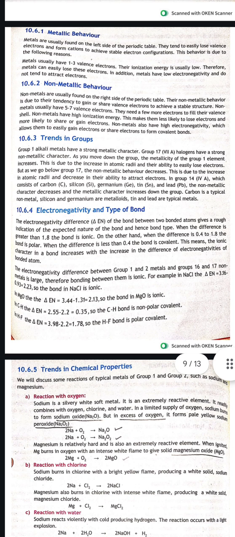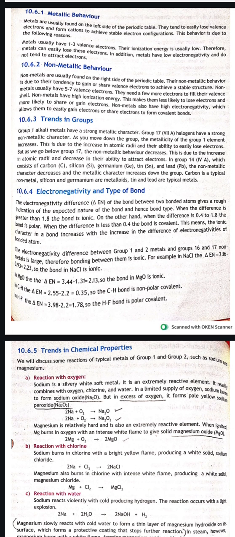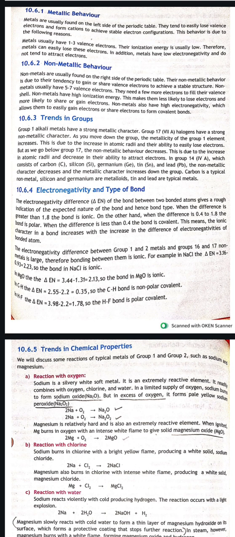Non-metallic behavior is usually seen on the right side, and non-metals have the tendency to gain or share electrons. They have 5 to 7 valence electrons, and they need a few more electrons to complete their valence shells. They have high ionization energies, and this makes them less likely to lose electrons and more likely to share or gain electrons. High ionization energy means that they require a very high amount of energy to remove an electron from their outermost shell. Non-metals also have high electronegativity, which allows them to easily gain electrons.